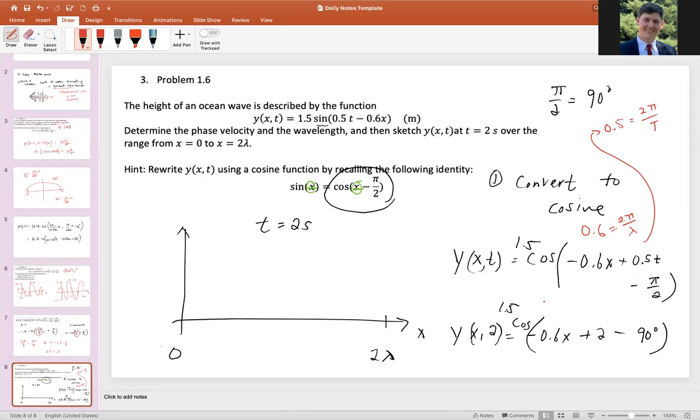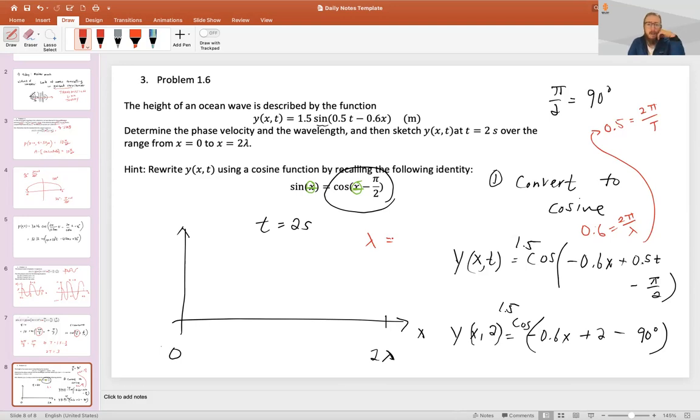Does this look correct? Yeah. Okay. So, can you determine from the things that we know what the wavelength is? Do we know anything about the velocity? We don't, but you could figure it out. You could find the velocity.